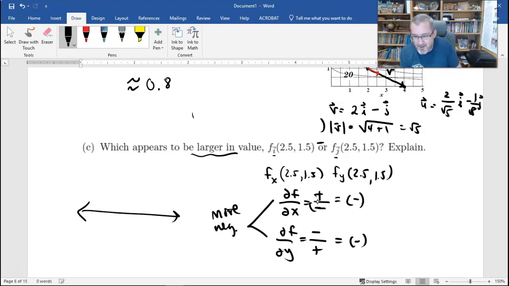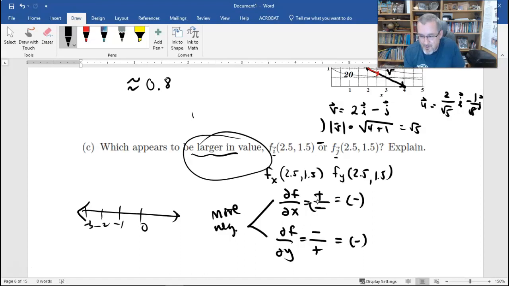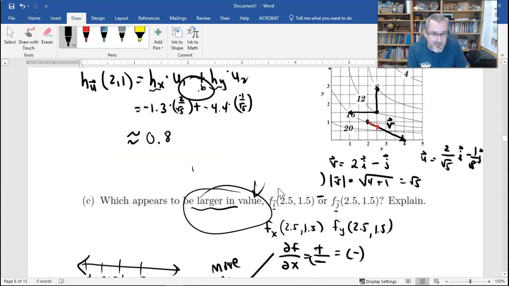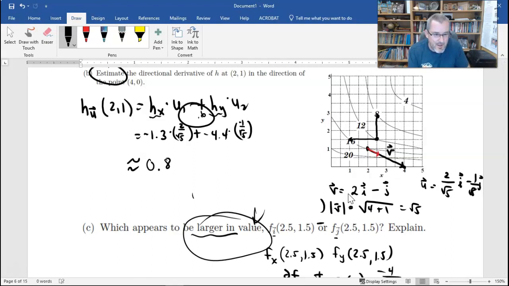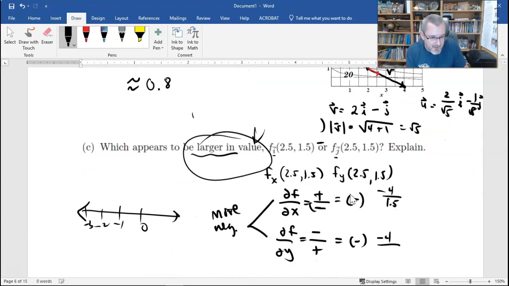Because if you think about a number line, you have 0 here, then -1, -2, -3, etc. If I'm looking for the larger value, I'm looking for the number that's furthest to the right on the number line. The further right you are, the larger the value. So the more negative, the smaller the value. Let's see, based on my estimation here: in df dx, the function output went from 12 to 16, an increase of 4 over an x decrease of 1.5, so -4 divided by 1.5. Here, the function output decreased by 4, while y increased by less than 1.5. Let's call it 1.25.